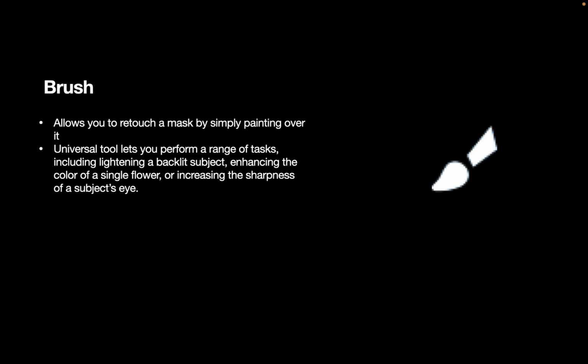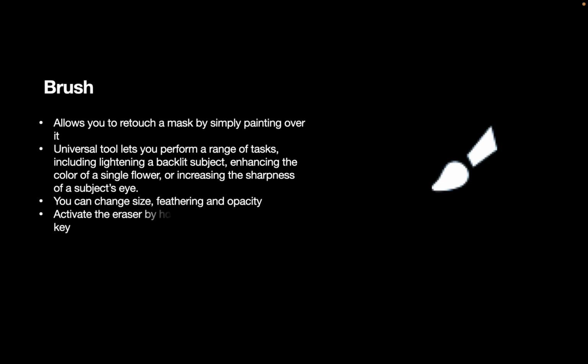At number 4 is the brush tool. The brush tool allows you to retouch a mask by simply painting over it. It is a universal tool that lets you perform a range of tasks, including lightening a backlit subject, enhancing the color of a single flower, or increasing the sharpness of a subject's eye. You can change the size, feathering, and opacity of the brush.